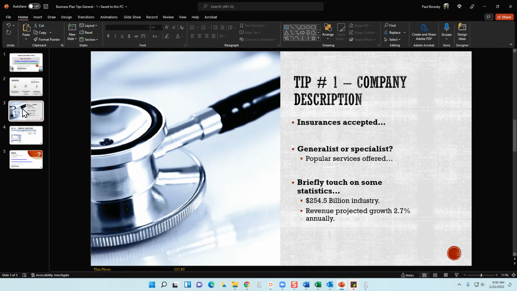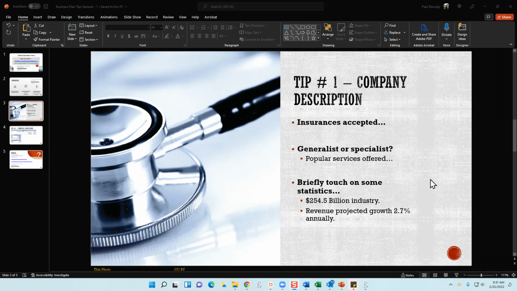When you include some of the insurers, I'm not saying give them a whole list of your insurers, but when you show that you have insurance companies that are ready to refer patients to you, that is going to support your revenue projections when we do that into your financial projections. Next, when you're writing your company description section, make sure to state if you are a generalist or a specialist. So a generalist might be your primary care physician, whereas your specialist may be an orthopedic surgeon or such.